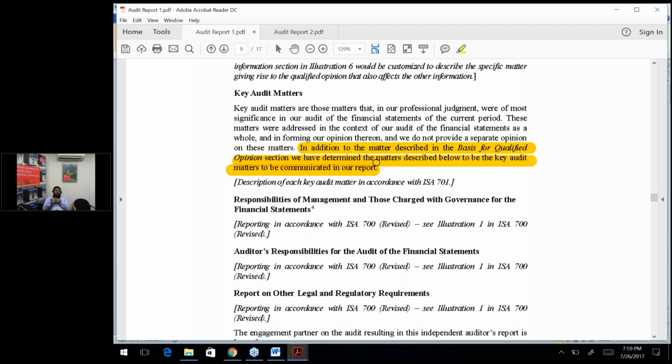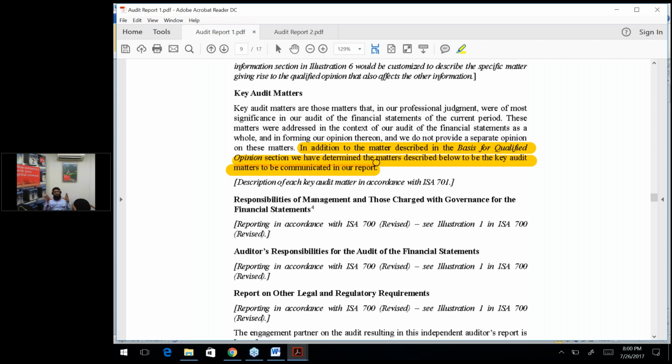whenever we have got a modification to opinion, whether that be qualified, whether that be adverse opinion, so whenever we have got a modification to opinion, such a matter is also a key audit matter. Now repeat, why is such a matter a key audit matter? Because had it not been a key audit matter, it would not have been so important that it could lead to modification. So whenever we have got a modification, the modification is also on a key audit matter. But what do we need to do?